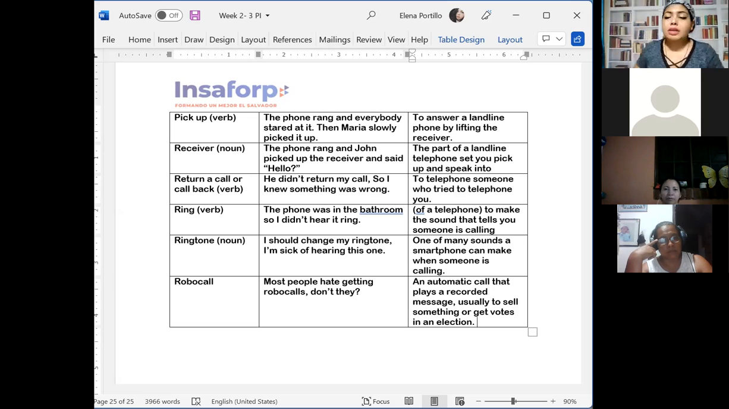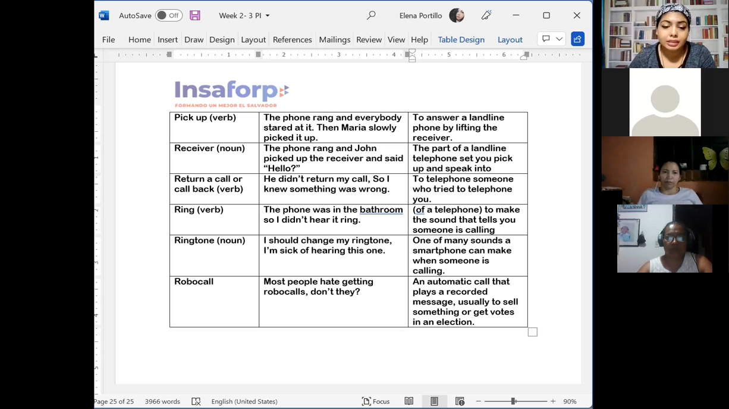So robocall, maybe you have the meaning of this one. It's not very complicated to understand what a robocall is, but in this case, we have the example. Most people hate getting robocalls, don't they? And the meaning says, an automatic call that plays a recorded message, usually to sell something or get votes in an election. In this case, estamos hablando de los mensajes pregrabados, ¿verdad? Ese tipo de llamadas que tenemos de las empresas, donde es para una encuesta o para vender algún producto y en algunas ocasiones para obtener votos en una elección. Those are the robocalls.